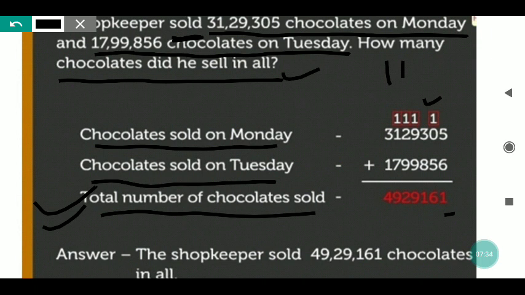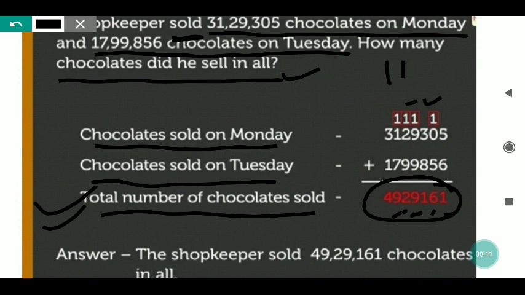0 plus 5, 5 plus 1, 6. So 6 I have written, no carry number. 8 plus 3, 11. 1 I have written, again 1 carry, that I have written here. Now again 9 plus 9, 18, plus 1, 19. You can see. Now again 1 carry. 2 plus 9, 11, plus 1, 12. So again 1 carry. Now 1 plus 7, 8, plus 1, 9. No carry. 3 plus 1, 4. Complete.